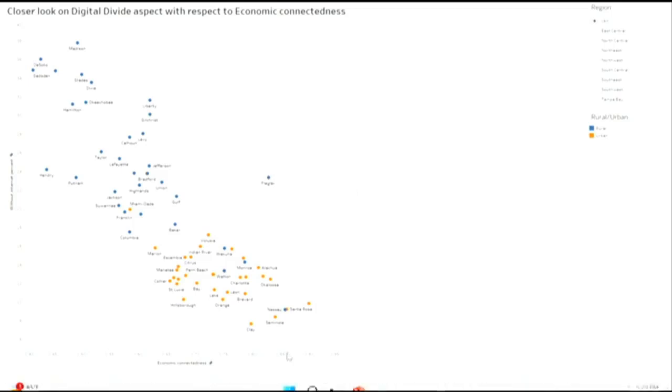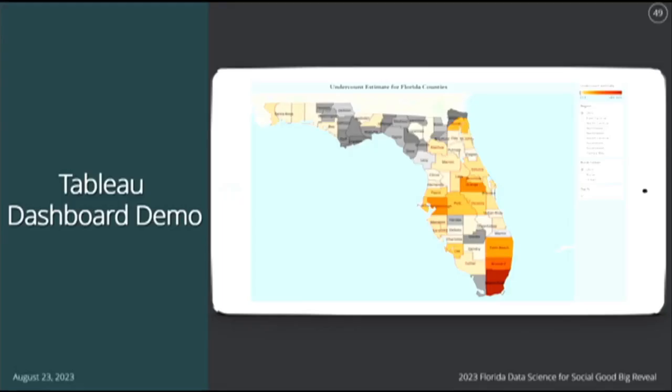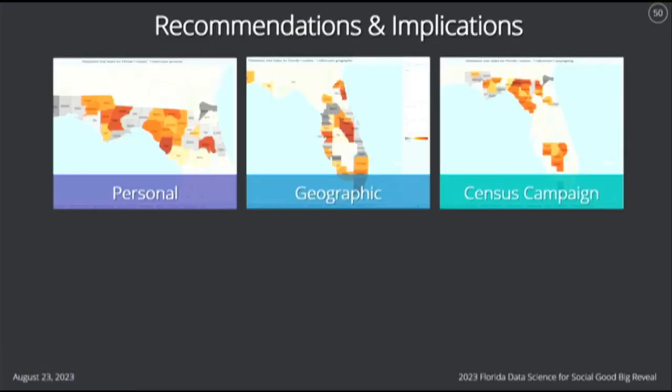Now that you have seen the results, let's just move on to our final slide, that is recommendation and implications. So let me break down the dimension-wise implication. So for personal dimension, we saw that most of the counties in north of Florida show the higher undercount rate. Hence, we recommend FPN to connect with non-profits in these regions and come up with strategies so that they can engage people in more community activities.